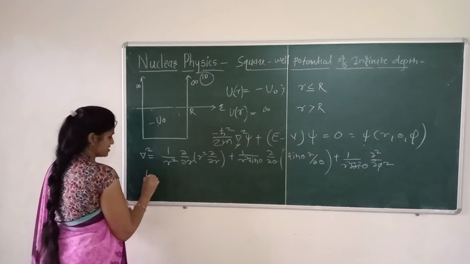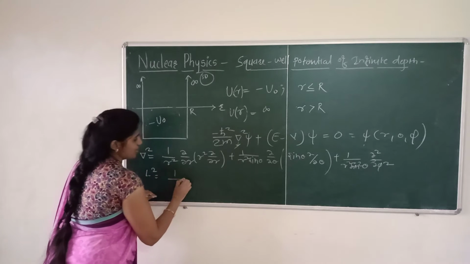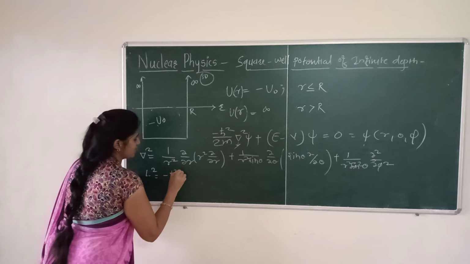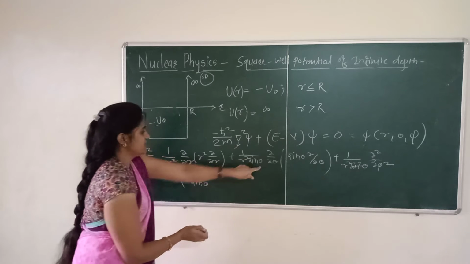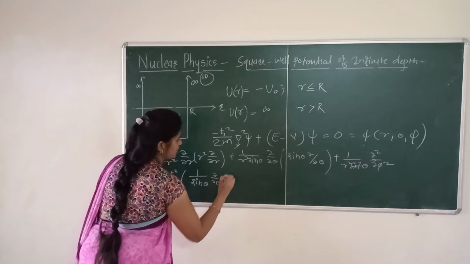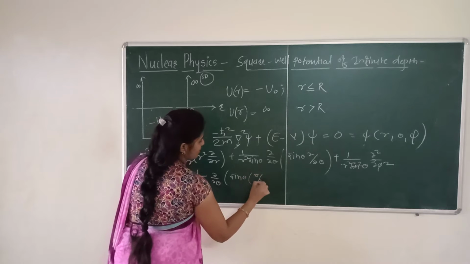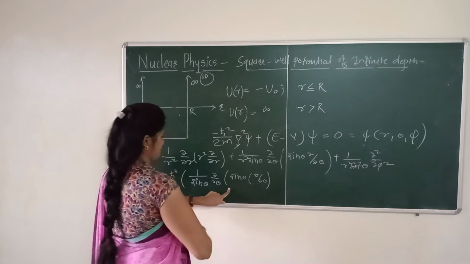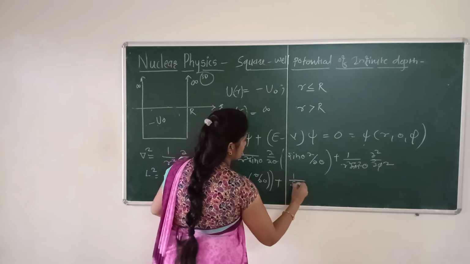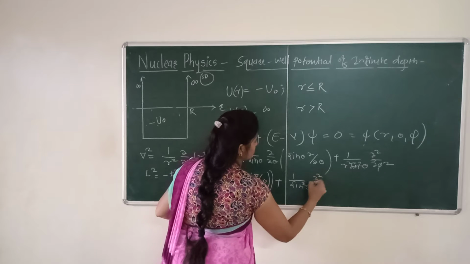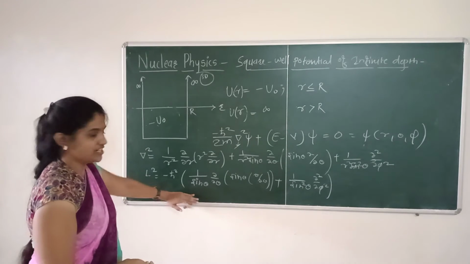Now here consider L square as minus h cross square in bracket 1 upon sin theta dou by dou theta, sin theta dou by dou theta, that is completed, plus 1 upon sin square theta dou square by dou phi square. Okay, consider this, that is our L square.